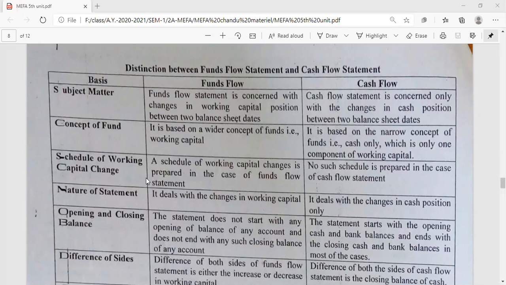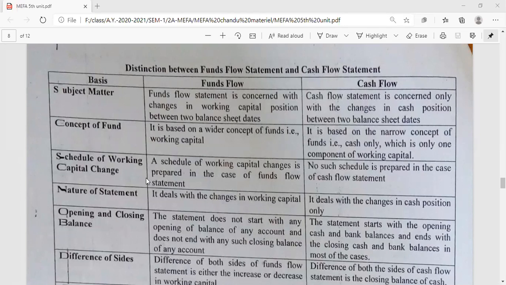Okay. Now you go with the cash flow. Cash flow statement is concerned only with the changes in the cash position between two balance sheet dates. Okay. Cash flow statement is concerned only with the changes in the cash position between the two balance sheets.